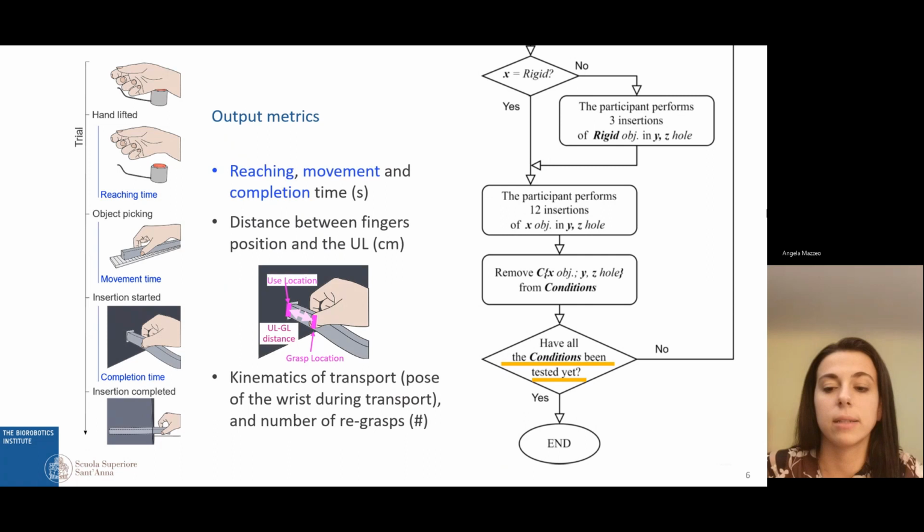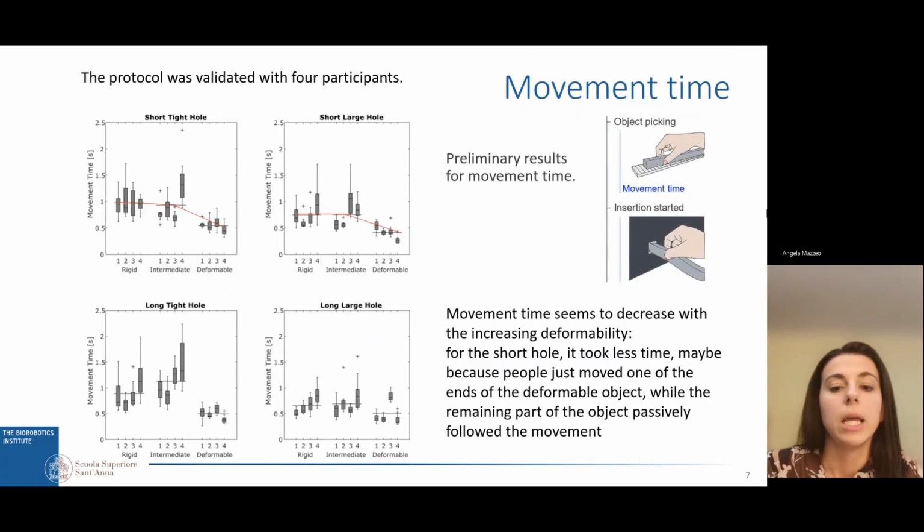The outcome metrics are the reaching, movement, and completion time, the distance between grasp location and use location extracted from zoomed video recordings, and the trajectory of the wrists, especially the number of regrasps. This protocol was preliminarily validated with 4 participants.